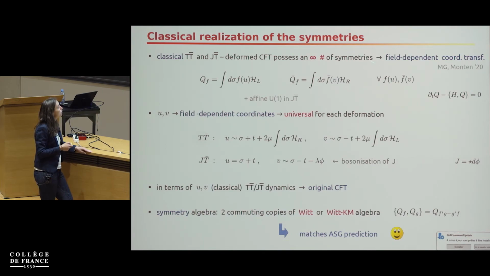And well, so you can take these generators. You can show that these charges are conserved by the classical counterpart of the quantum conservation equation I wrote before. And you can compute the symmetry algebra, and you find, depending on the case, two commuting copies of the Witt or the Witt-Kac-Moody algebra, by which I mean something like this: Q of f with Q of g is Q of this particular function. And this is precisely what you get from these representation theorems in the asymptotic symmetry group analysis. So this matches, and you're very happy.